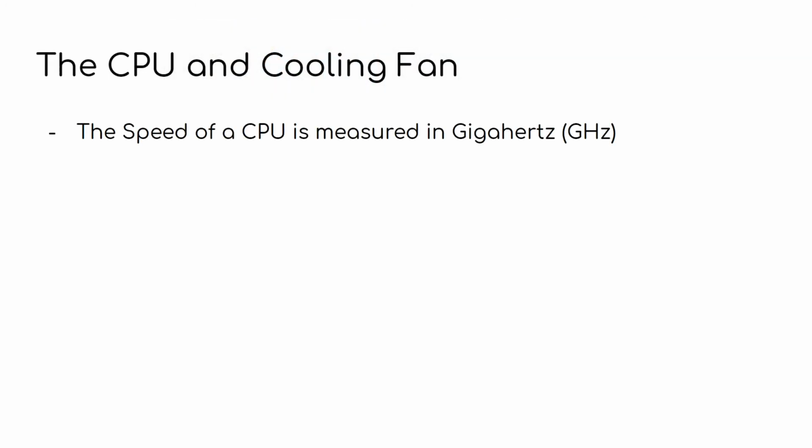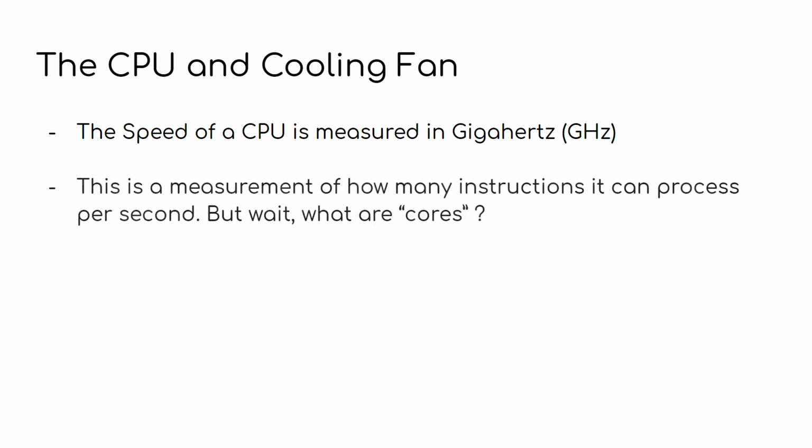So the speed of the CPU is measured in gigahertz. Just important to note, whenever you're measuring a CPU, it will say something along the lines of 2.4 gigahertz. This is a measurement of how many instructions it can process per second.